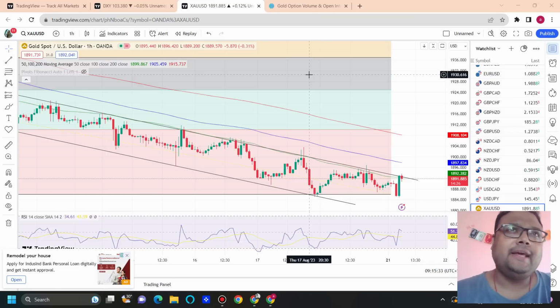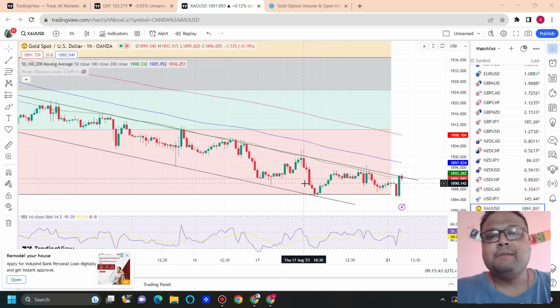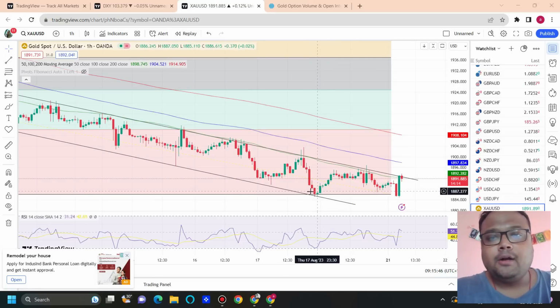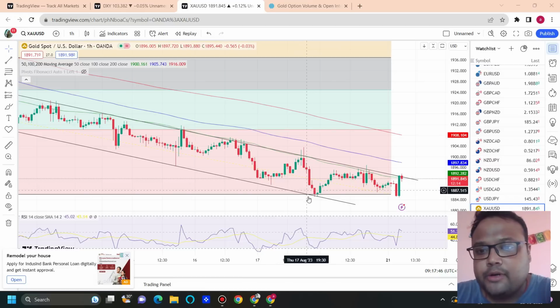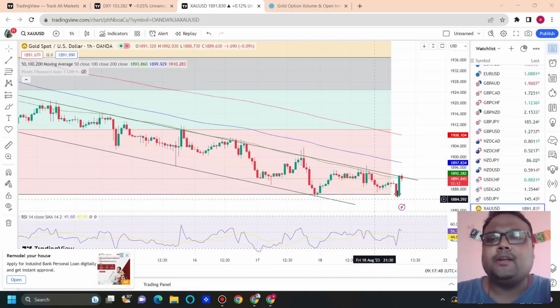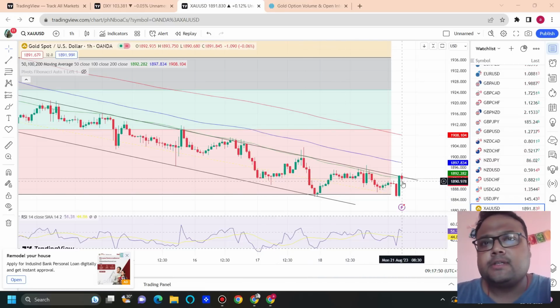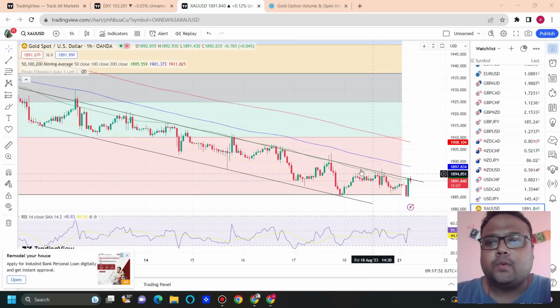1850, yes, obviously it's a round number, so it will be a psychological support, but 1850 is far away from the current market price. So let's see how 1875 performs. But right now, the market is not forming a lower low. The market taking support around the previous low may be a sign of a temporary trend reversal before Wednesday. So let's wait and watch.